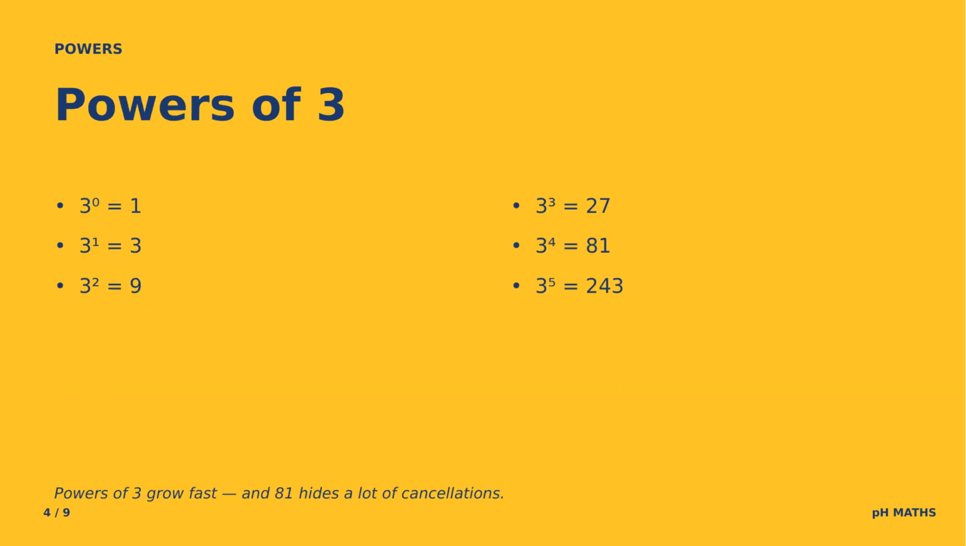Powers of 3. 3 to the 0 is 1. 3 to the 1 is 3. 3 squared, 9. Cubed, 27. To the 4th, 81. 5th, 243. They grow fast. Memorize the first 4, 9, 27, 81, because they appear constantly in surd cancellation and indices. 81 in particular has the trick of being both 3 to the 4th and 9 squared, which gives you flexible cancellation options.